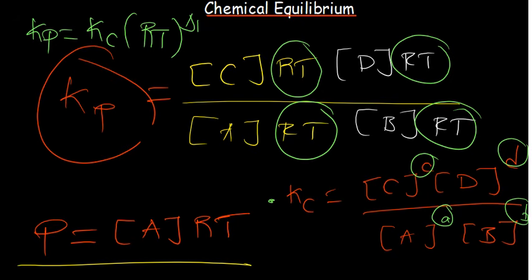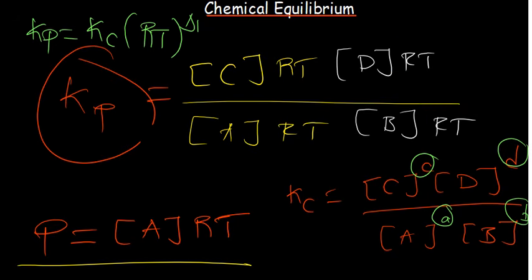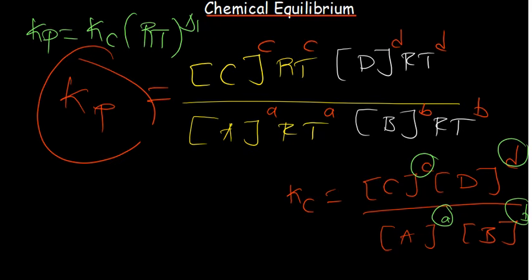I've made an omission. By the way, all these are supposed to be raised to the power: this one CC, DD, AA, BB. Okay, yeah. So this tells us that at this point, it makes more sense because it's only the RT that is different. Everything else is the same. If you compare it against Kc, it's the same except the RT.